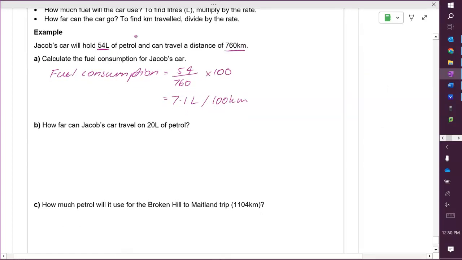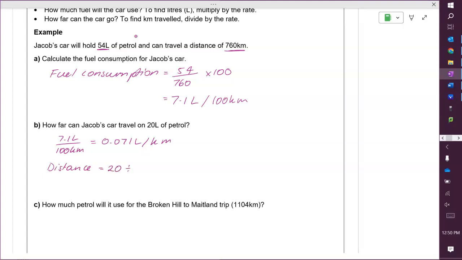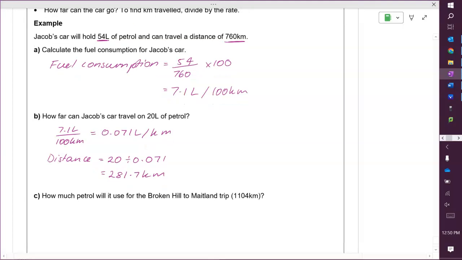The next one says, how far can the car travel on 20 litres of fuel? First of all, I need to turn this into kilometres because that's how we're going to measure this a little bit better. So our 7.1 litres divided by 100 kilometres tells me that it's 0.071 litres per kilometre. To find the distance, I've got 20 litres and I'm going to divide it by our rate there. So the distance is going to be 281.7 kilometres, and that's just been rounded there.